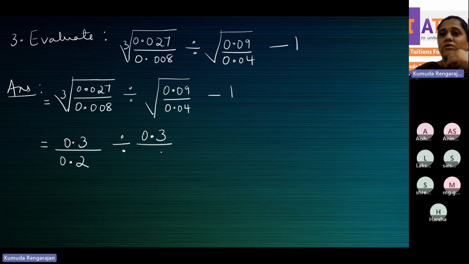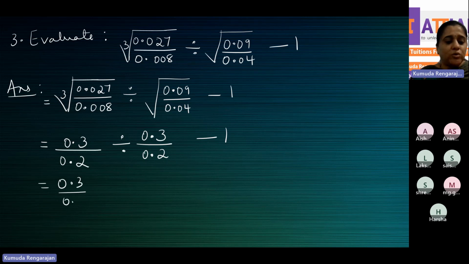And 0.04? Square root of 4? 2. And after the decimal point, 2 digits. So 2 by 2, only 1 digit. Minus 1. No, look at the board, children. Look at the board. 0.3 divided by 0.2.